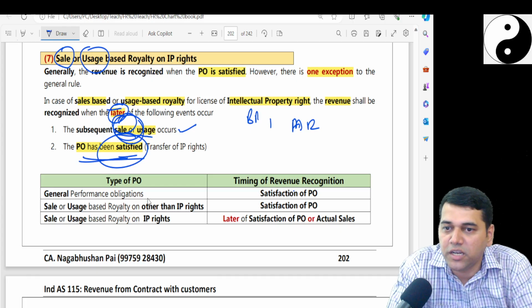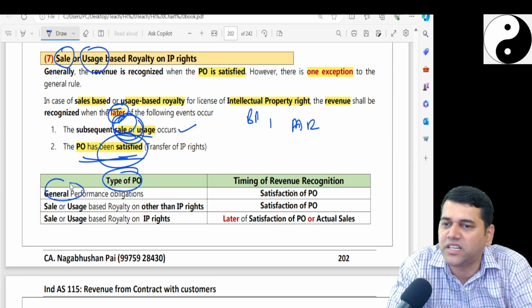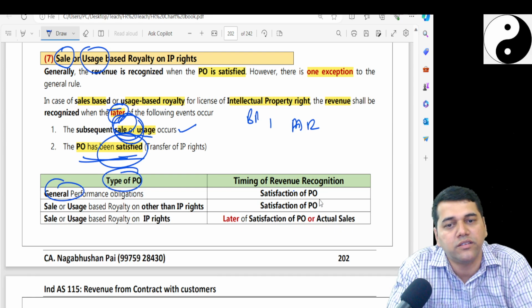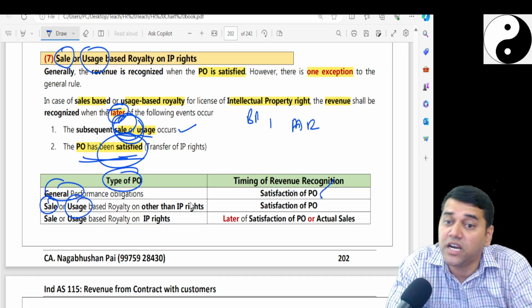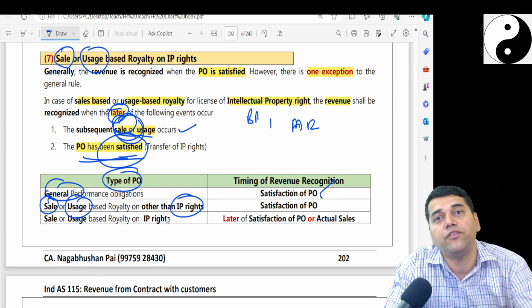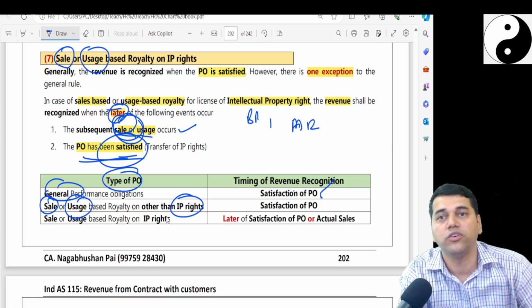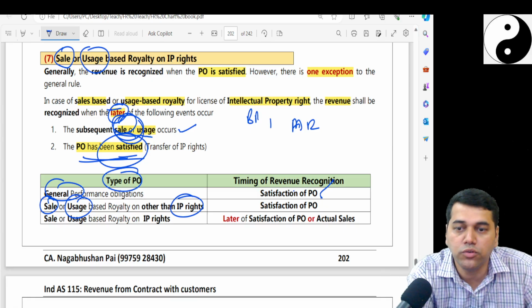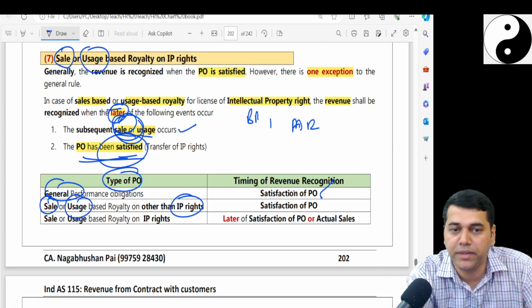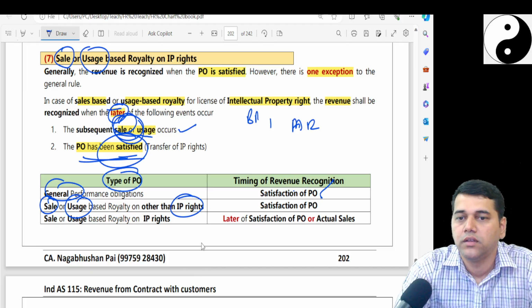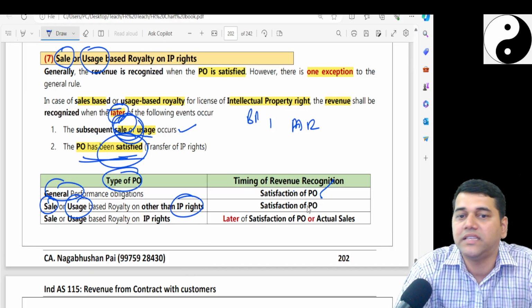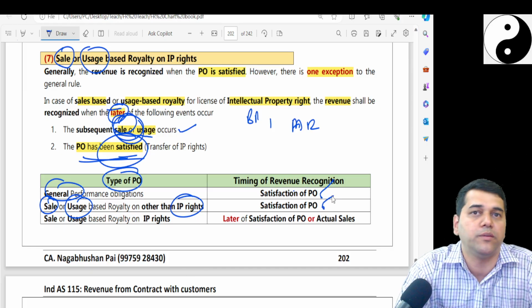Now, what is the general performance obligation? Type of performance, general. Always when you will recognize, when you satisfy. Sale or usage based other than intellectual property, right? Like I have sold something to you other than IP rights. If it's other than IP rights, then the timing of revenue is always satisfaction of the performance obligation.